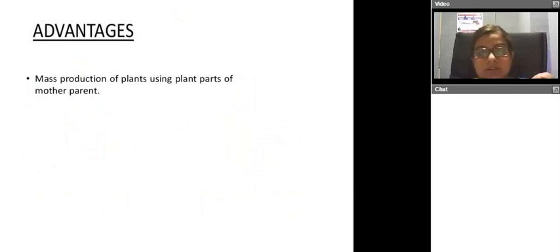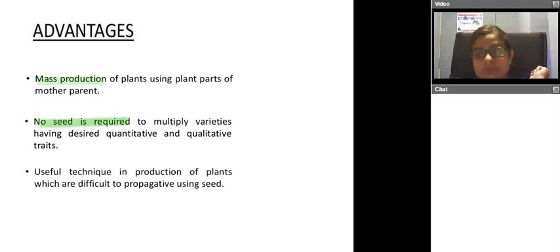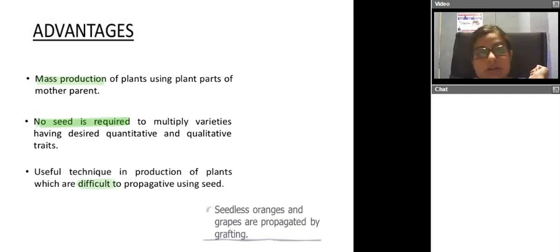Now, what are the advantages of this process? You can get mass production of plants by this process. No seed is required in vegetative propagation, as the new plant is produced from the parts of the parent plant. It can also be used to grow the plants which are difficult to grow. You know, seedless oranges and grapes are grown by the process of grafting.